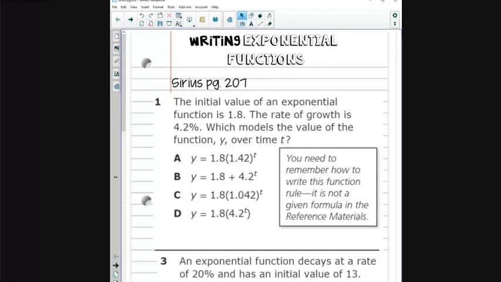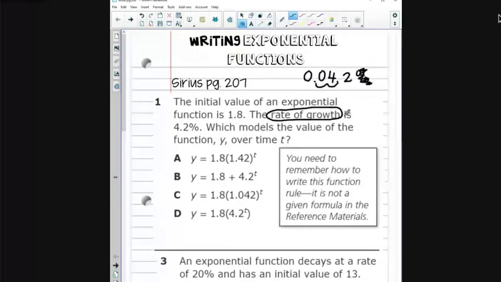You also have to decide, is it a growth or is it a decay? Here it tells you that it is a growth. So there I changed the percent to a decimal, so it became 0.042. And then it says rate of growth, which means that it was supposed to be 1 plus the rate inside the parentheses, right? So you add a 1 to this decimal here, and that's how you get the number here in the middle. So which one so far looks like the best answer?